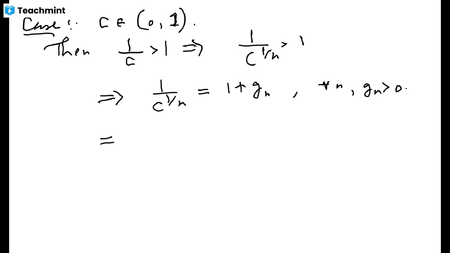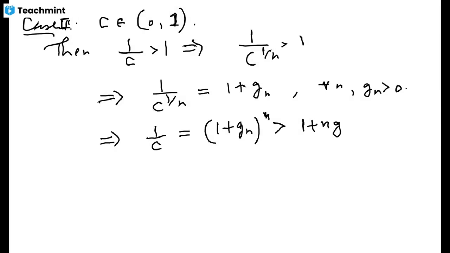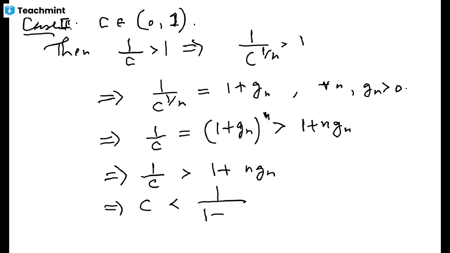Then again, I have to take 1 by c to be some number, and I have to take the positive nth power of both sides, and I will get this to be (1 plus gn) to power n. And again, by using the inequality that I established in the previous case 1, that inequality also known as Bernoulli's inequality, that will give it to be strictly greater than 1 plus n gn. Okay, now what do we have? I have 1 upon c greater than 1 plus n gn, or equivalently, I can say that c is less than 1 upon 1 plus n gn. Okay, you have this inequality.